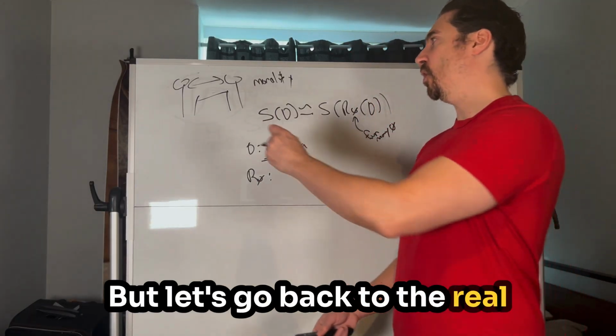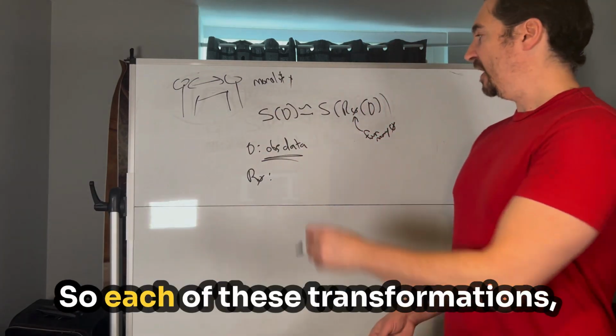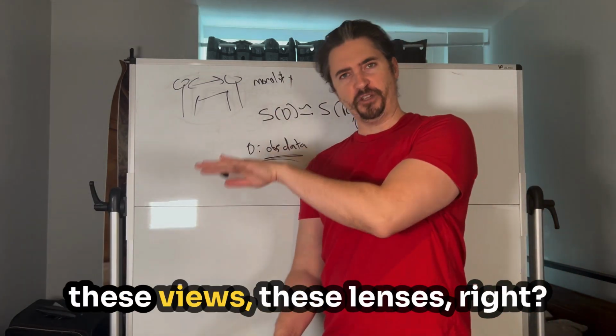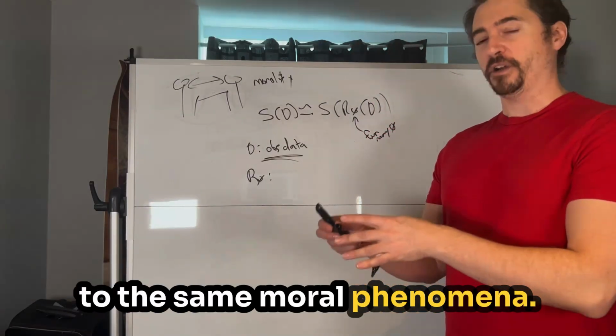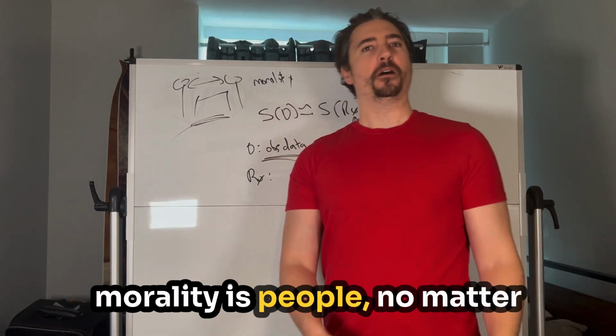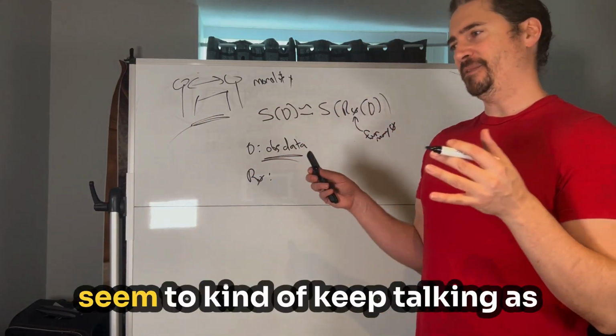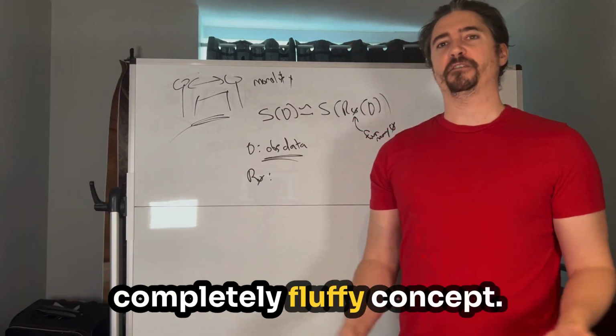But let's go back to the real world morality example and put it through that lens. So each of these transformations, these views, these lenses, is a transformation applied to the same moral phenomena. So again, that thing that we're noticing as we're talking about morality is that people, no matter how you might define it, seem to keep talking as though it definitely exists, right? It's not just this completely fluffy concept.